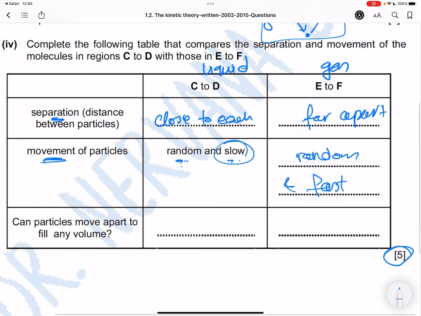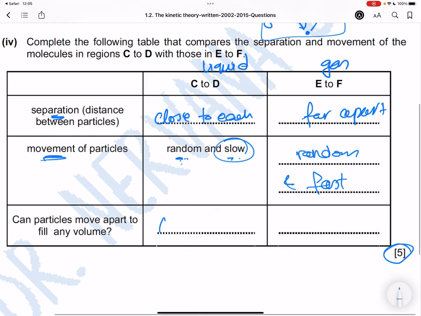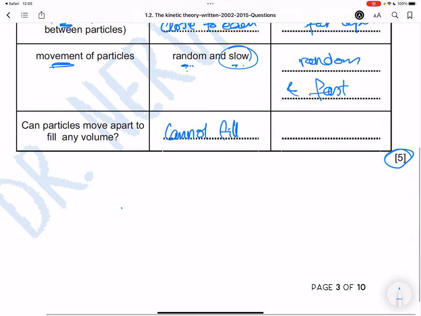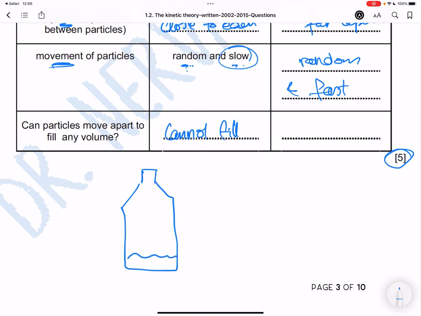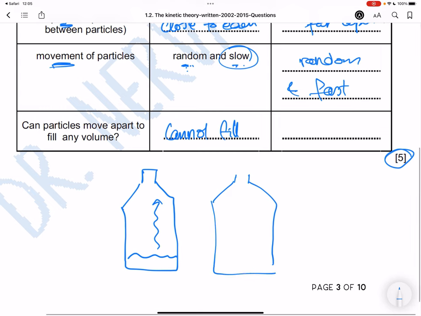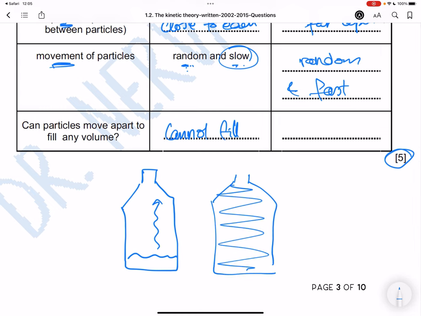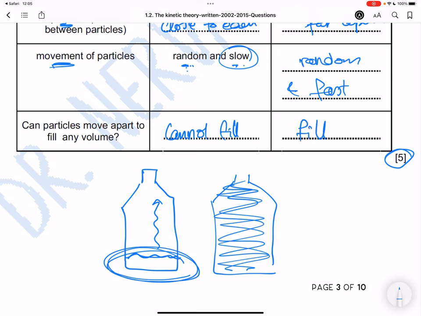Can particles move apart to fill any volume? In liquids, they cannot fill the whole container. If you have, for example, a bottle of water and you have a little bit of water here, does it fill the whole bottle and look like this? No, it just stays at the bottom, taking a very specific volume. In gas, it's going to fill the whole container. So gas will fill the container, or take the whole volume.